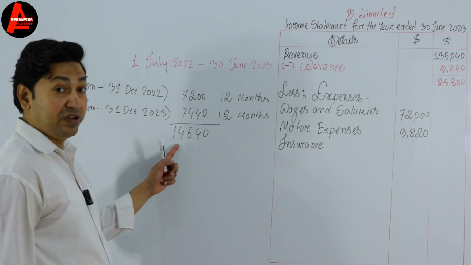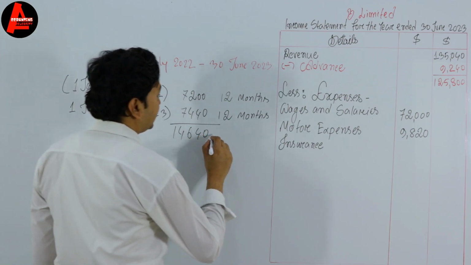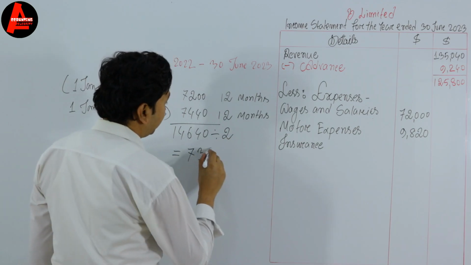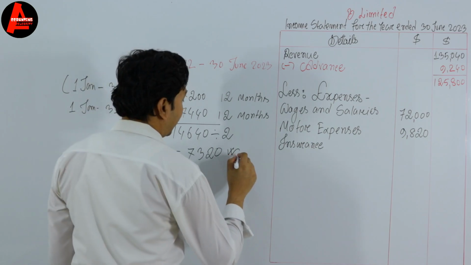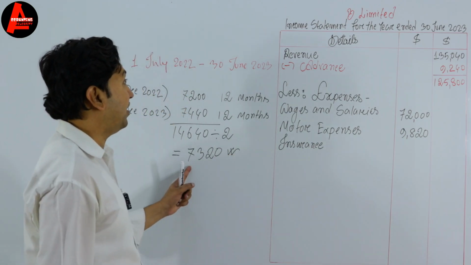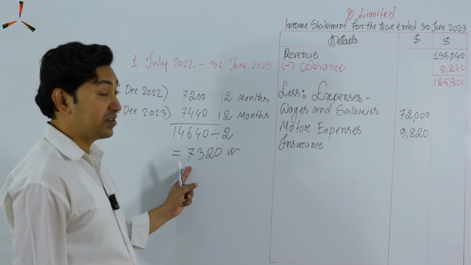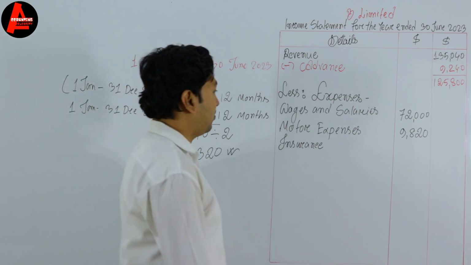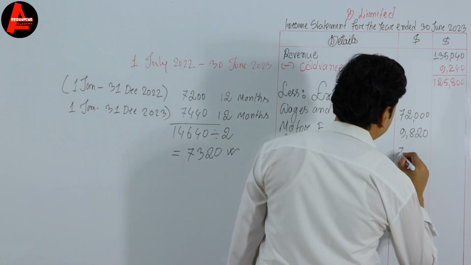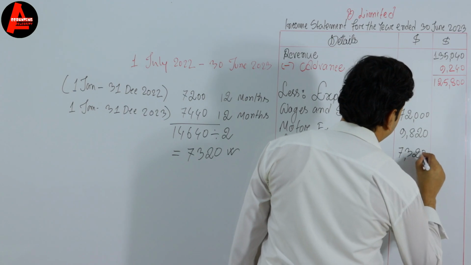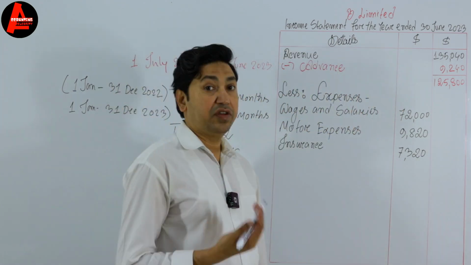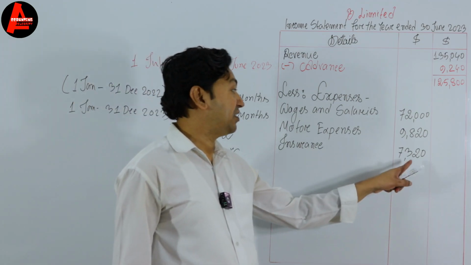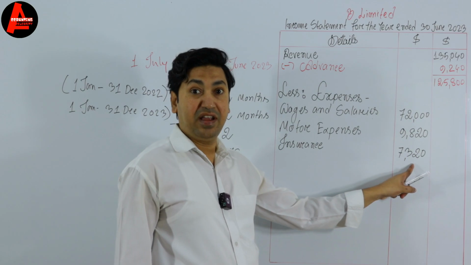Okay, now we will divide this amount by 2. So if we divide, we get $7,320. So this is the amount for the year ended 31st June 2023 for this financial period. Okay, so insurance, now we will write $7,320. Okay, so here on the question we have insurance $11,040. If you write this amount here, your answer will be incorrect.